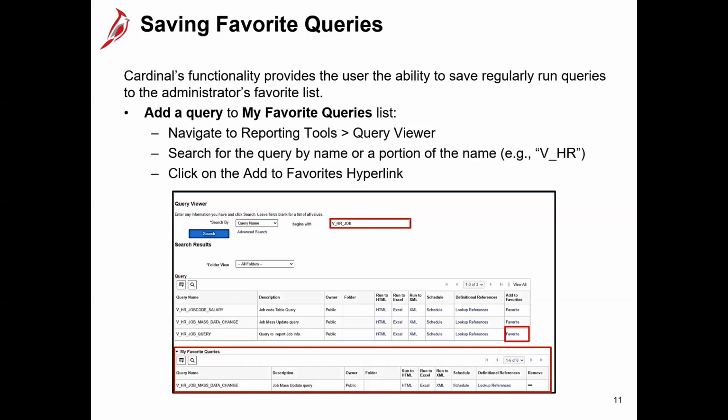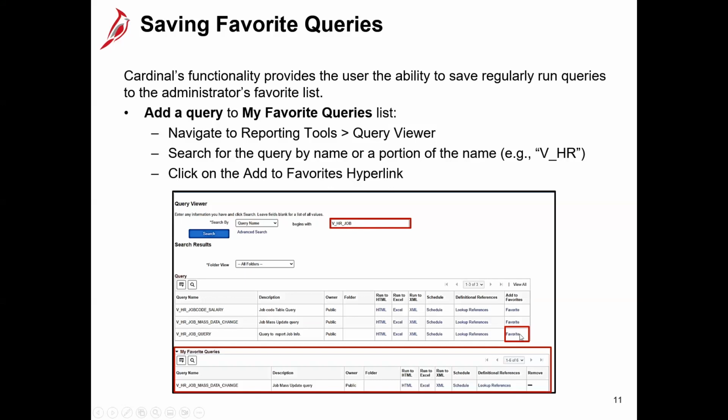To add a query to your favorites, we're not going to show this in Cardinal because it's pretty self-explanatory, but you'll navigate to the exact page, which will be the query viewer page, which is displayed in the screenshot below. You'll search for that specific query by name or a portion of the name, as you see highlighted in the search by section. And then you'll click on the Add to Favorites hyperlink. That favorites hyperlink is over on the right-hand side.